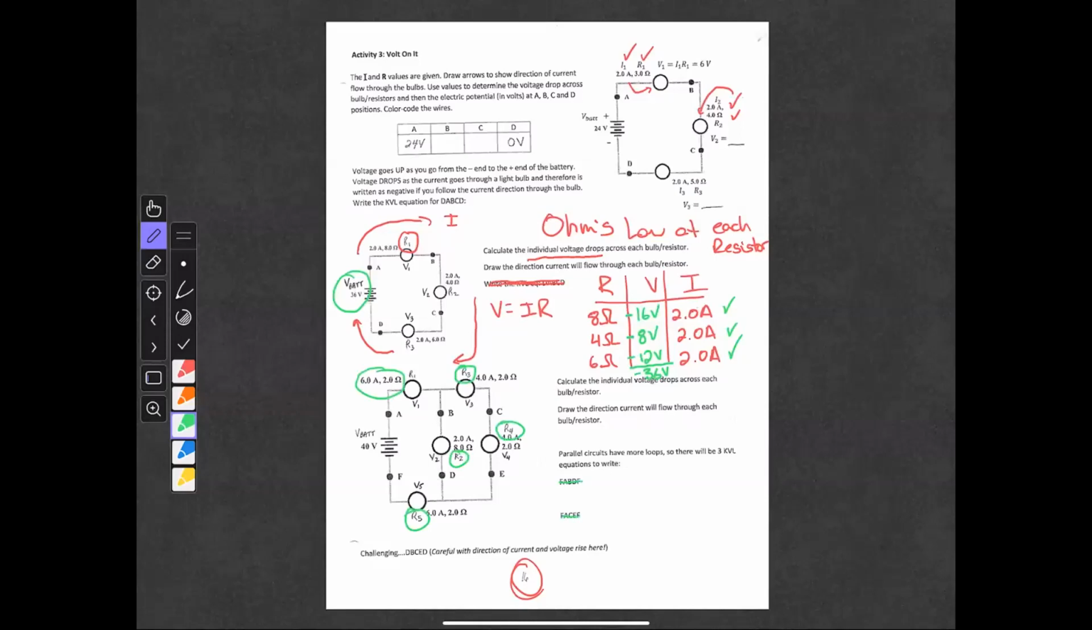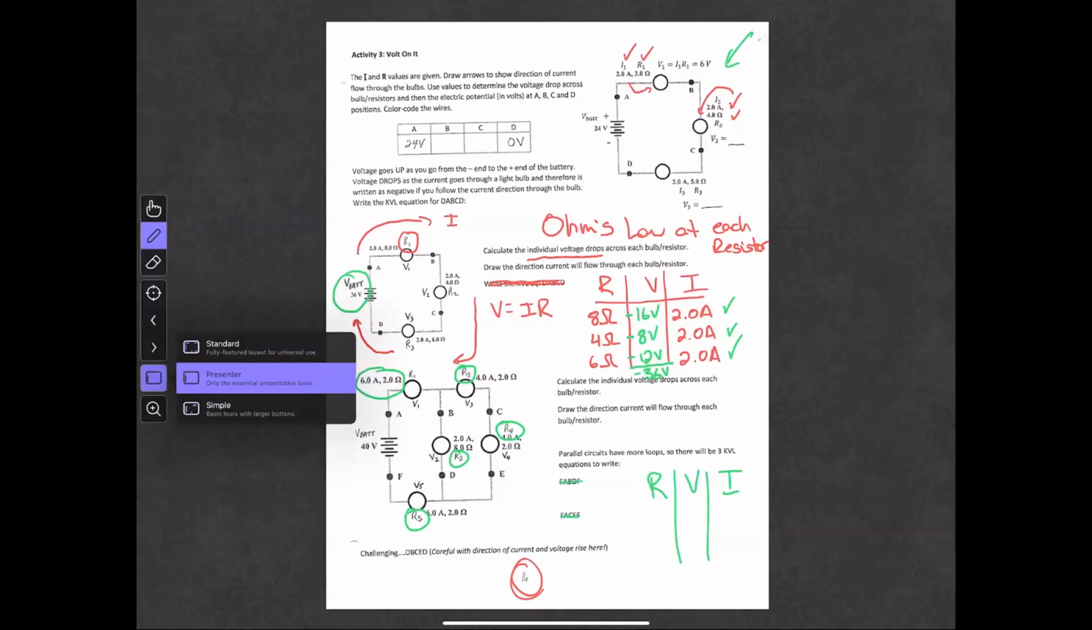Oh, we forgot to do the top one example. I guess we could have done that one. So if you can do both the top and the bottom one, making your own RVI table, that would be superb. So that covers Kirchhoff's voltage law, as well as how to apply voltage to each of these junctions. Next slide.